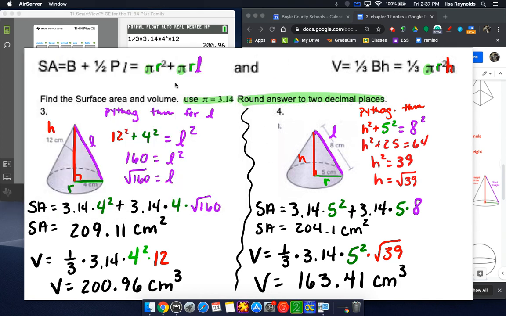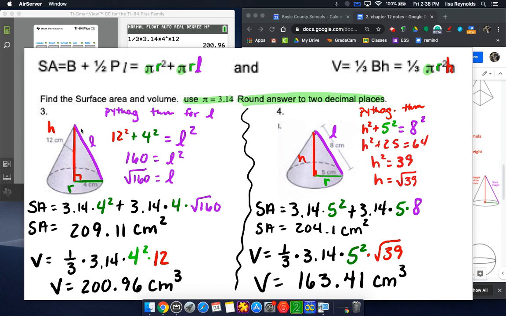To make sure you can identify the radius, the slant height, and the height, pretty much every one of these problems is going to require the Pythagorean theorem to find one of the two heights. So height squared plus radius squared equals slant height squared.